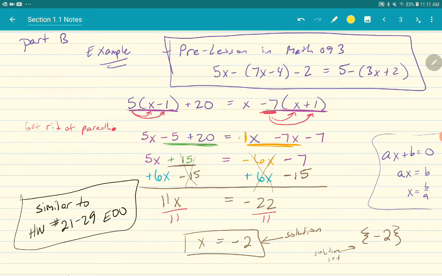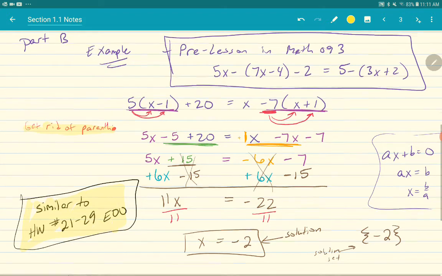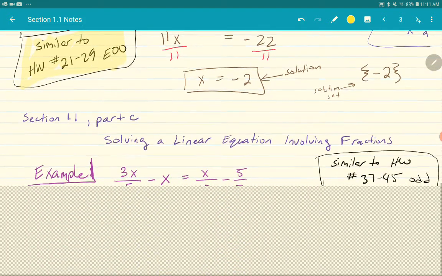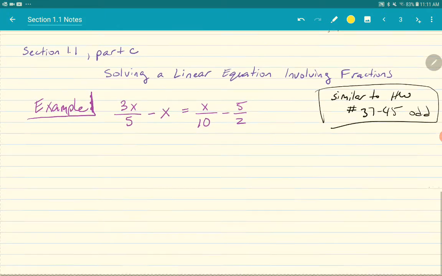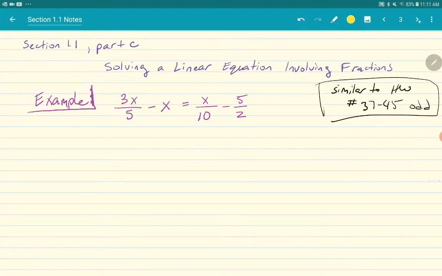And then we moved on to recording B, which had added some parentheses to these equations. So we had to get rid of those parentheses. And that is going to be similar to 21 through 29 every other odd. And then we have one last section of homework when we look at linear equations with one variable including fractions. And that is going to be similar to this last section of homework you have.